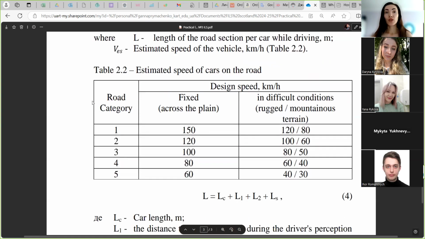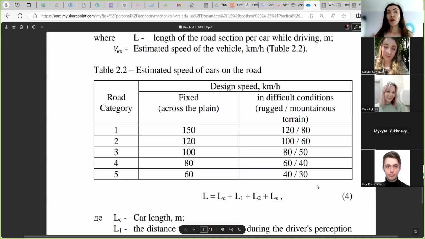So look at this table, please. The first column is road category. We can see that we have 5 road categories. We use only the first, second, and third because it was in our variant for our task. So design speed can be different. It is fixed, for example, across the plain. It is one speed for different categories of roads. And in difficult conditions, when it is rugged, mountainous terrain, and others, we can use different speeds for different categories and find it for your variant.